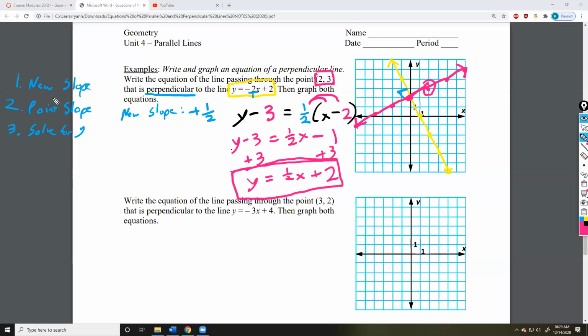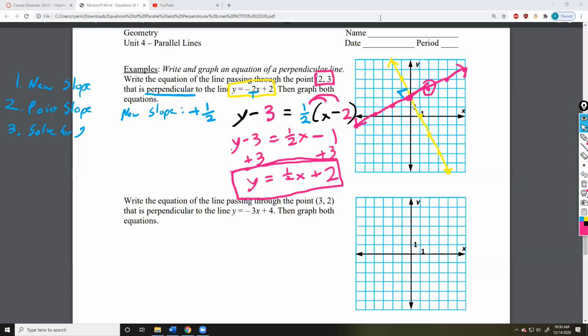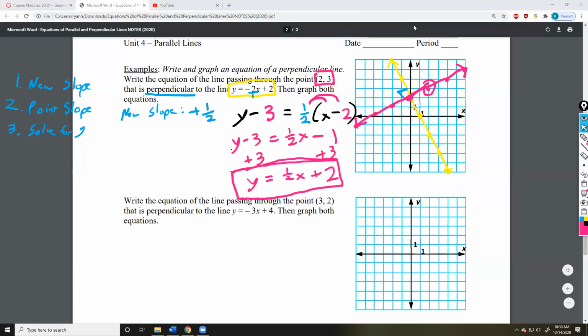So to recap one more time, we're going to get our new slope. If it's parallel, then the slope's just going to be the same. If it's perpendicular, then they're going to intersect to make right angles. If it's perpendicular, that means we're going to have opposite reciprocal. Opposite, change your sign; reciprocal, flip the fraction. Then write your equation in the point slope form and solve for y. Distribute, move this part to the other side. So those are our steps for doing these problems.